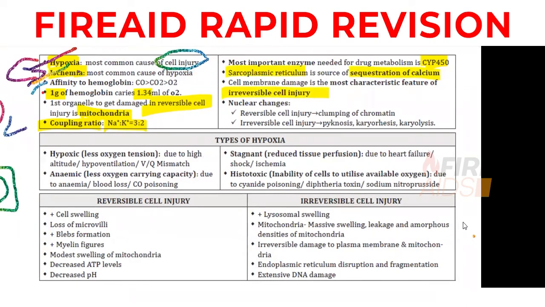Then the nuclear changes that happen in a cell injury. Reversible means clumping of chromatin, and irreversible means pyknosis, karyorrhexis and karyolysis. So in this box, we have something around 11 or 12 MCQs. At least six of them are from reversible and irreversible cell injury. We'll be talking about that.